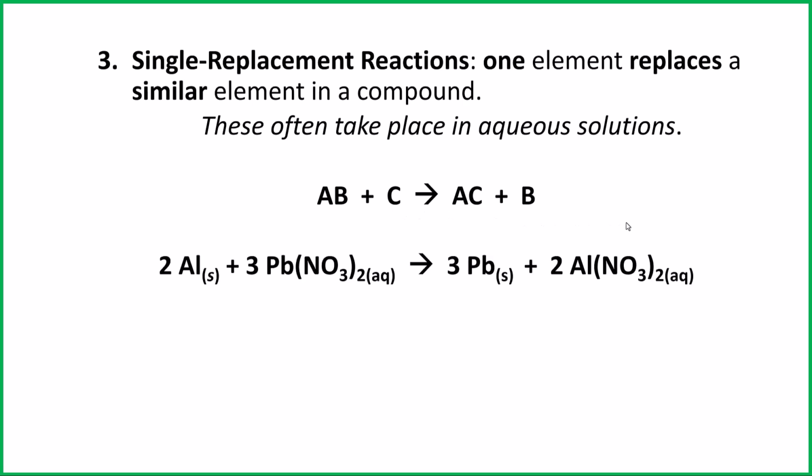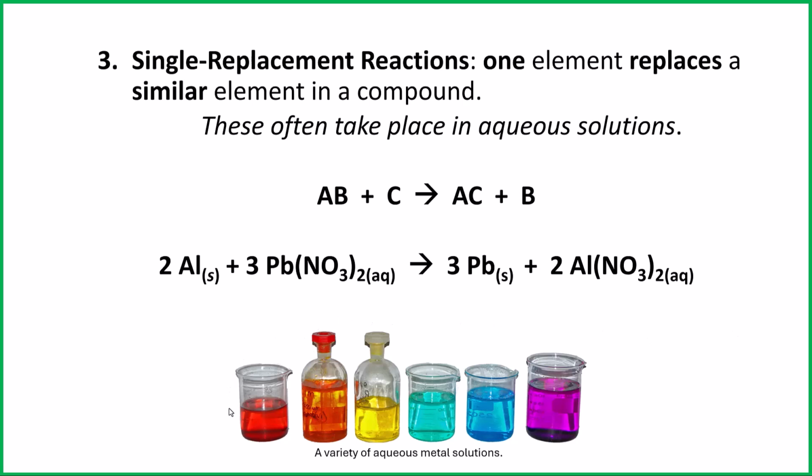And so here's an example. Aluminum plus lead nitrate gives us solid lead plus aluminum nitrate. So in this situation, the aluminum has replaced the lead. Similar elements here, both metals. The aluminum is replacing the lead and is now going to be bonded to that nitrate, and then the lead is out on its own. So that's a single replacement reaction where one of those substances is being replaced. And that happens very frequently in aqueous solutions that involve metals.